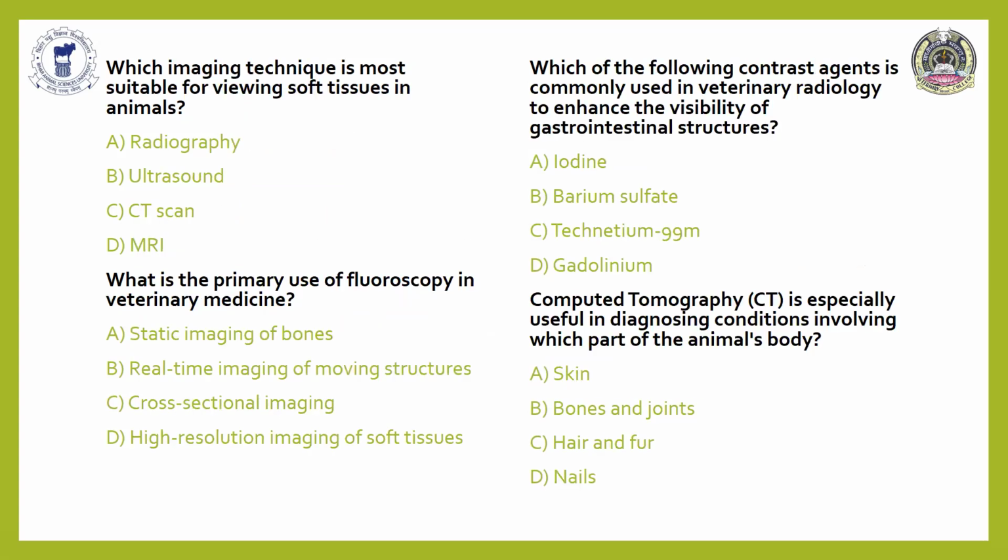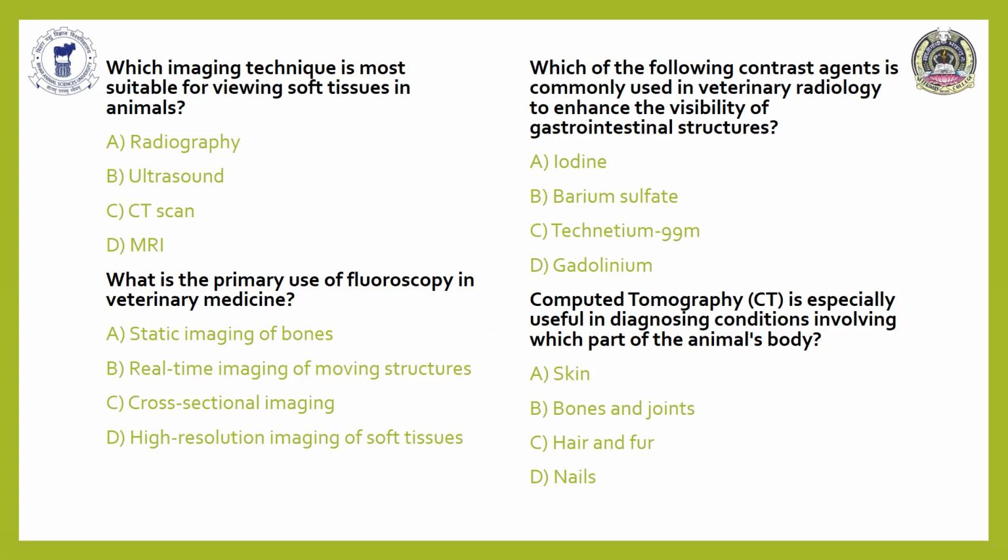Which imaging technique is most suitable for viewing soft tissue in animals? Ultrasonography. See other options also. It is not just ultrasound; there are other good options also. MRI, B. What is MRI? Magnetic resonance imaging. So it is more sensitive. For soft tissue, suppose we have to view the brain or spinal cord, details of that also, so MRI is the most suitable.